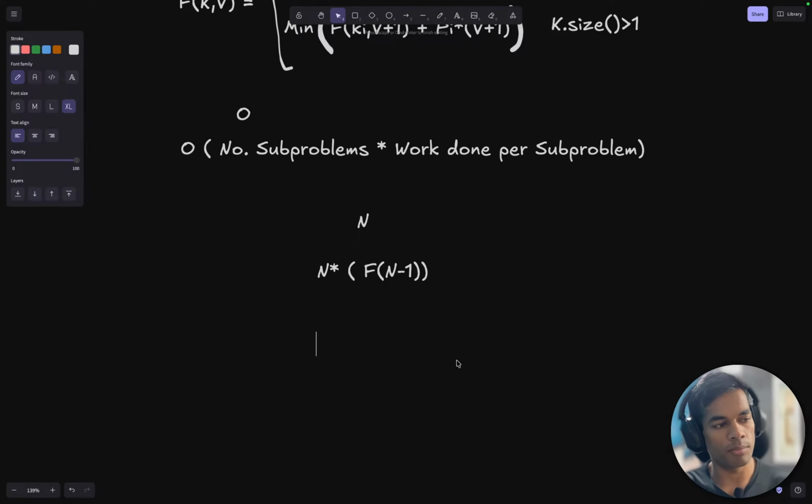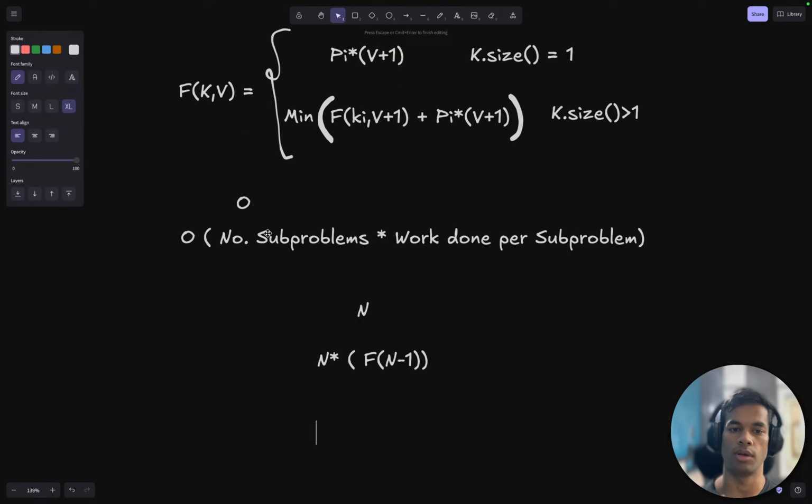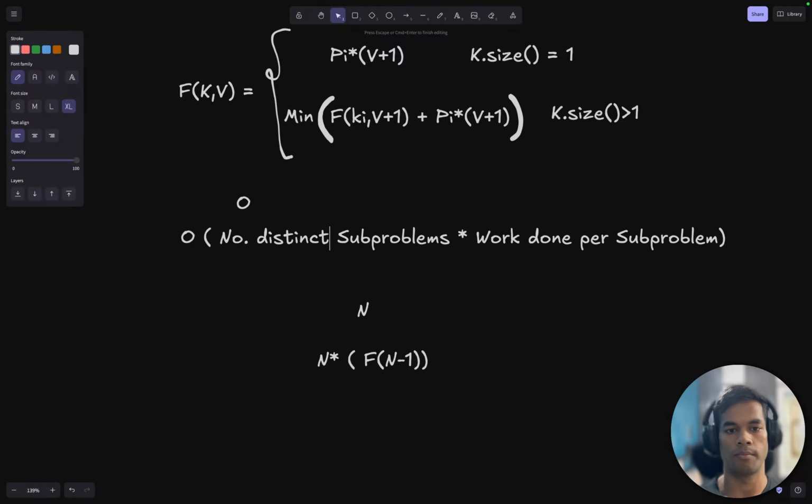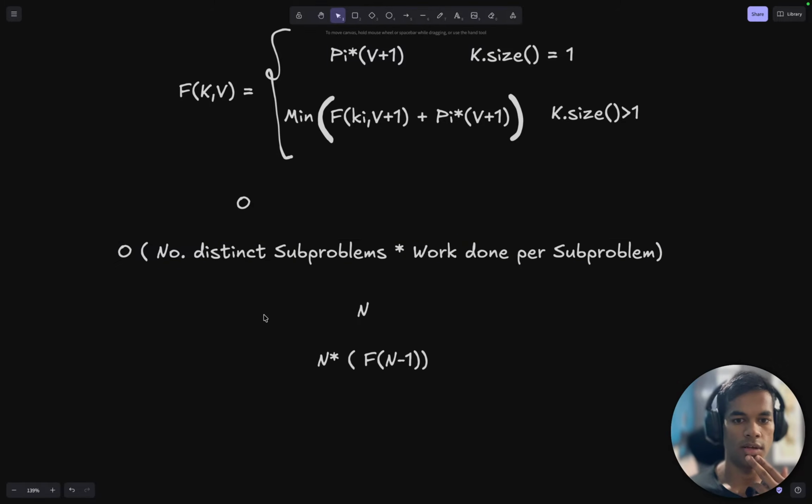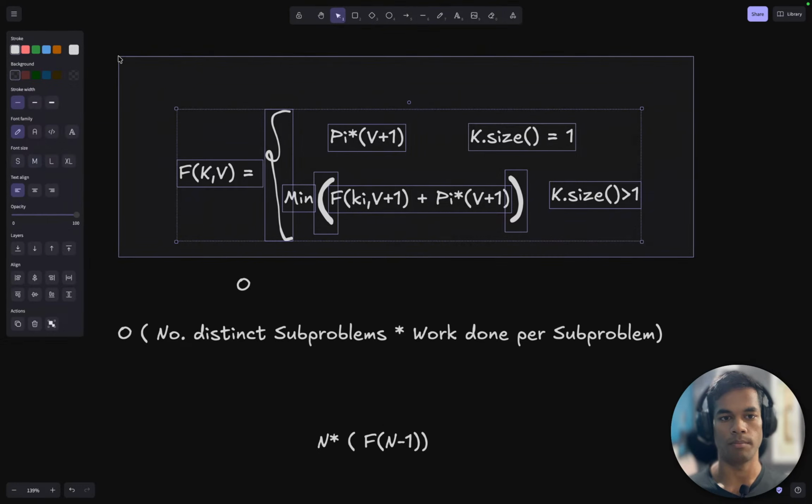And are the subproblems going to overlap? Yes, a lot of subproblems are going to overlap. But how many is the question? So we have to find how many unique subproblems there are going to be, the number of distinct subproblems. And if that is not a very big number, then it is cool. Then it is fine.